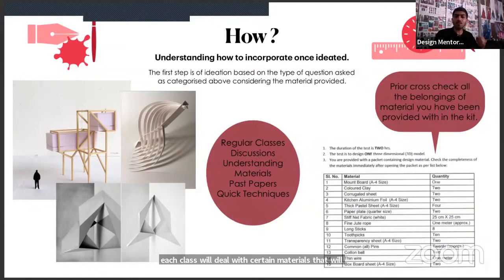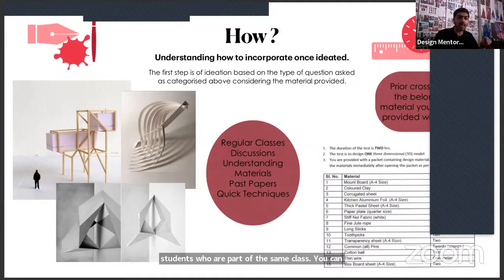A constant discussion with the faculty and also with the students who are part of the same class. You can also have discussions with previous year, past year students, and also get in touch of what they did or what were the questions asked. And the most important point, that is understanding material, because each material has a certain physical and chemical property. It's not every time that if you are given wire, you can only use it for structure, because they are very smart in providing materials. So understand the question and understand material.